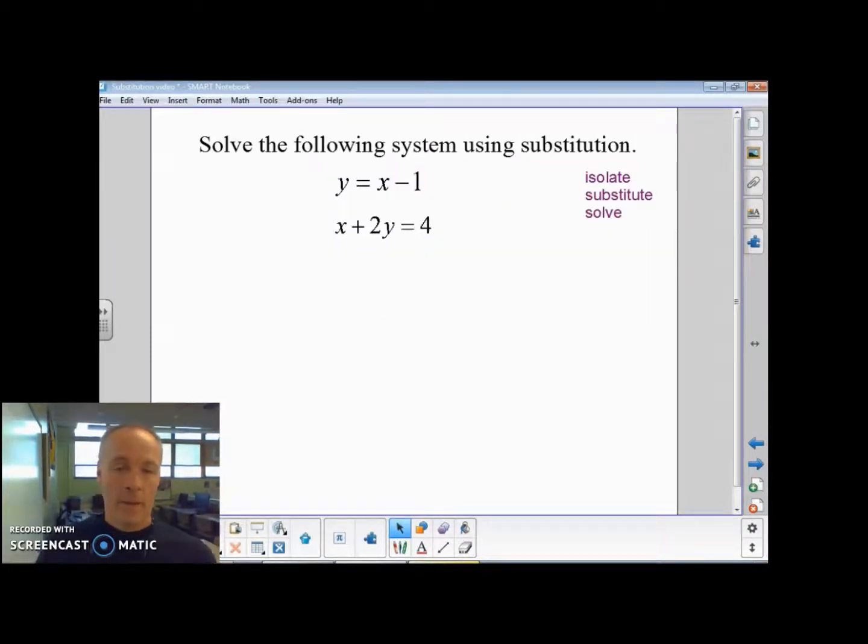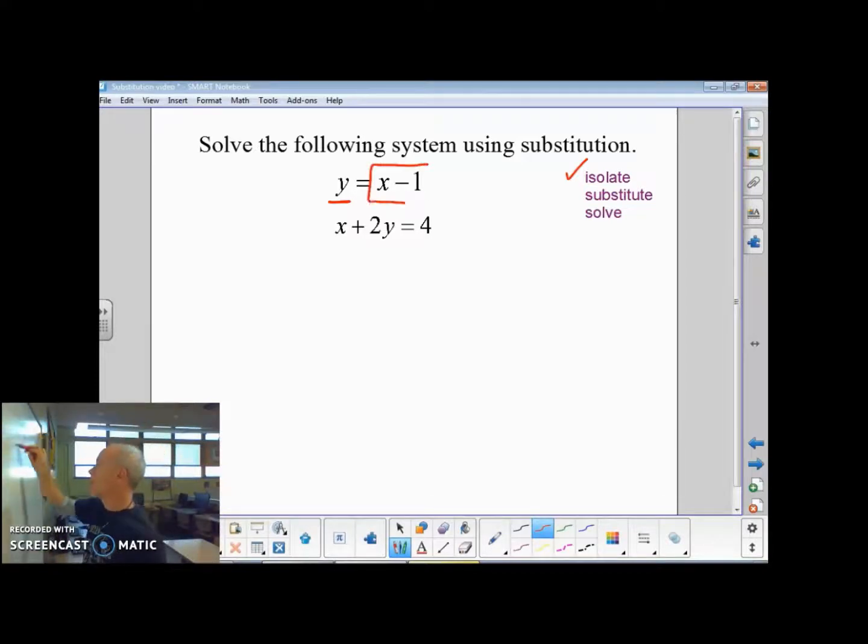So, to solve this system of equations, your first step is to isolate. That means we're going to get one of the variables by itself in one of the equations. Let's use the first one, and here's why. The y is already isolated. It's already all by itself. So let's put a box around what y is equivalent to. Next step, we're going to substitute into the second equation what y is equivalent to.